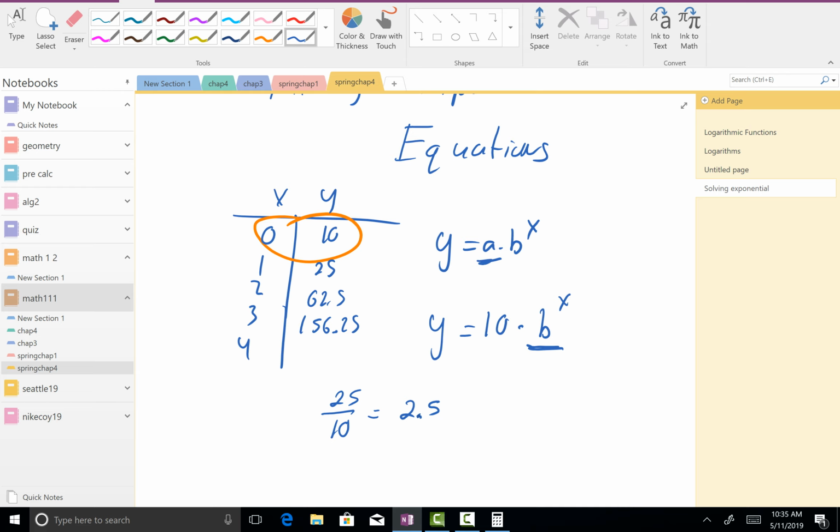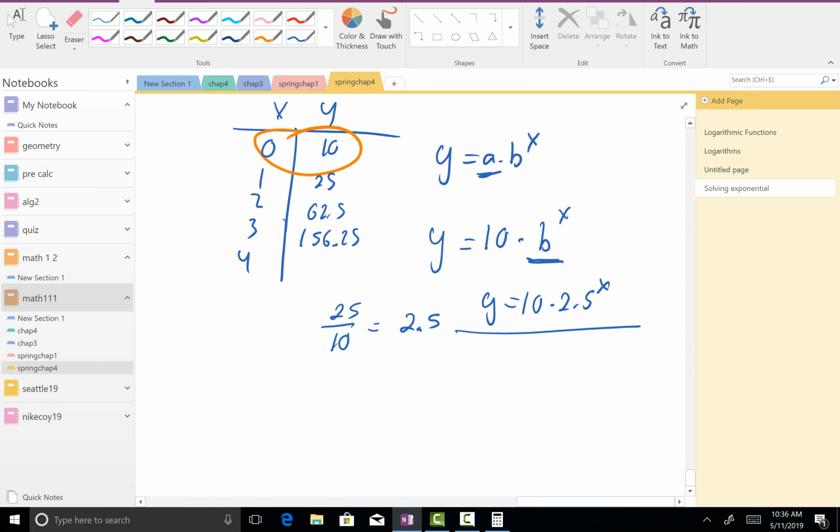But when you do your little activity or project thing, it's real data. So it's not always going to turn out to be a nice number because it's real stuff. So then what you have to do is just kind of average it maybe, or come up with some number that you think represents it. It's not going to be perfect. So don't knock yourself out trying to find a perfect one. But in this case, I made it that way. So then y equals 10 times 2.5 to the x. All right, that's how you would find that equation.